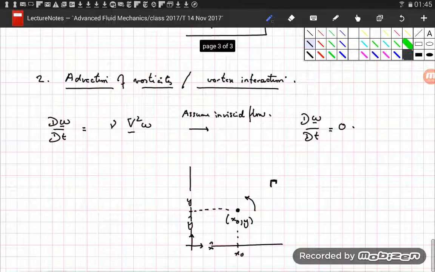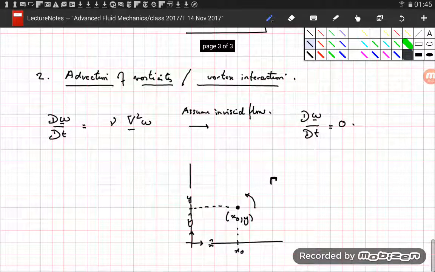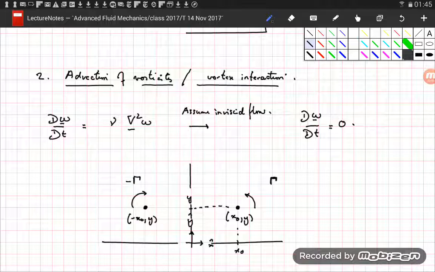So just having one vortex is boring because nothing happens. So let's put another one. What I'm going to do is put a mirror vortex with the opposite sign here, just to see what happens. So let's say that now I also have a vortex at location minus x naught, y. So I have another vortex here, and the circulation of this vortex is minus gamma.